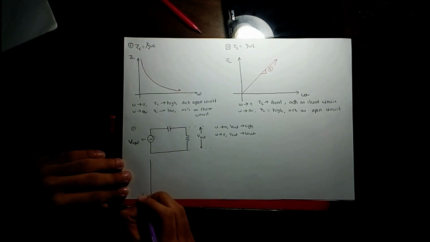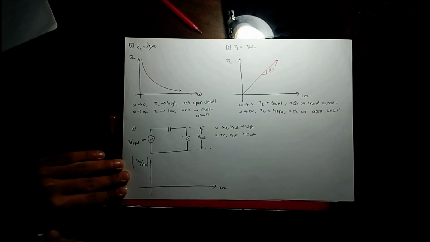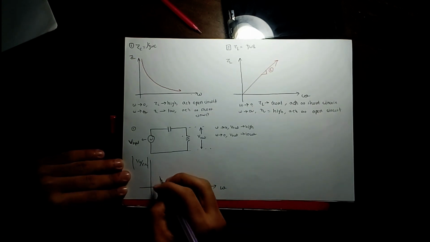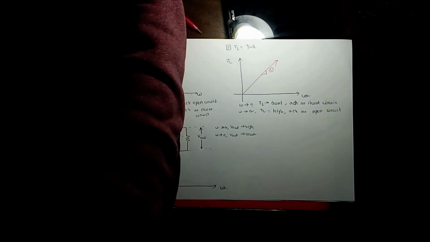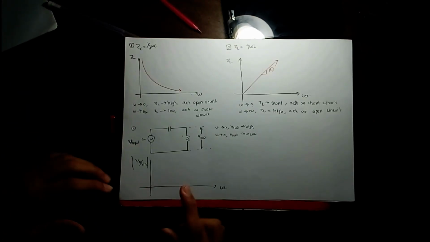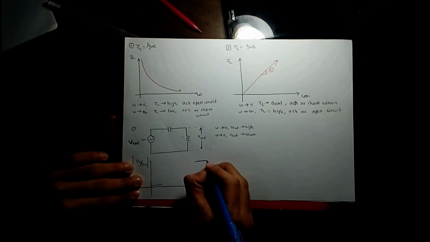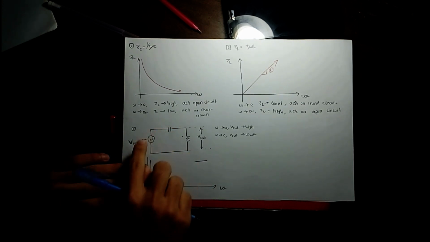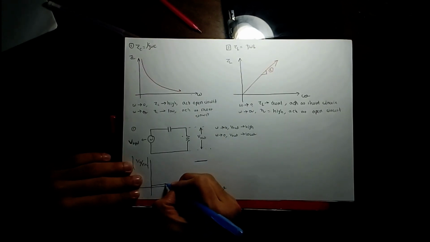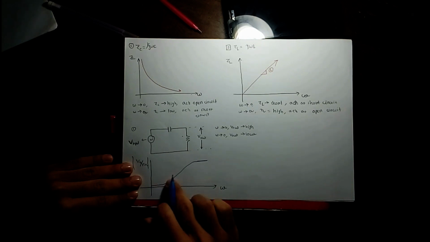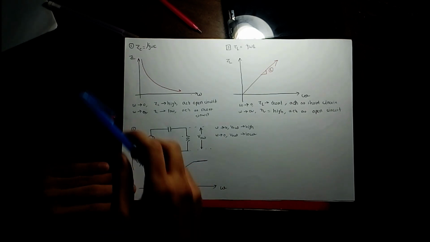So what will happen if we try to plot the magnitude of V output over V input with omega? When omega tends to 0, it is very low, so it will start like this. Let me use another color. It starts somehow like this, and when omega tends to infinity it is high and almost 1. When this is a short circuit, all the voltage of input appears across the output, so it's almost 1. And you can intuitively guess in between the graph would be like this. And what is this? This is a high pass filter because it is only allowing the high frequencies.